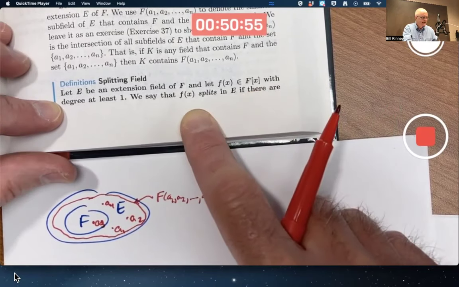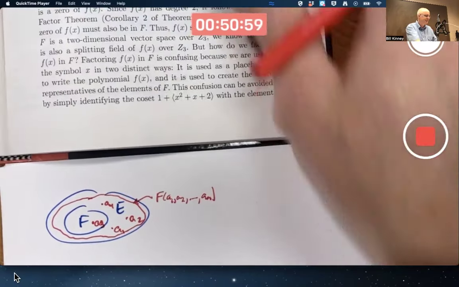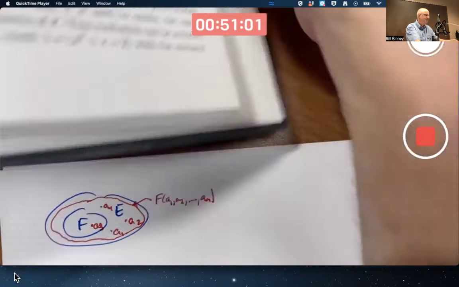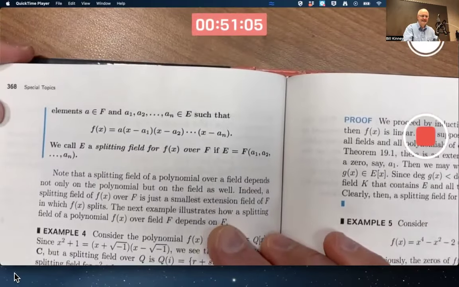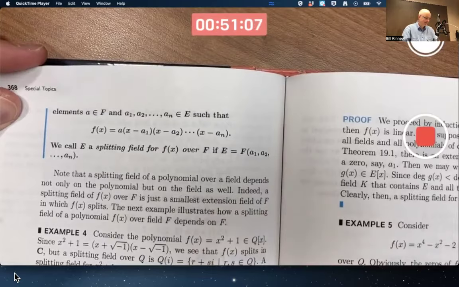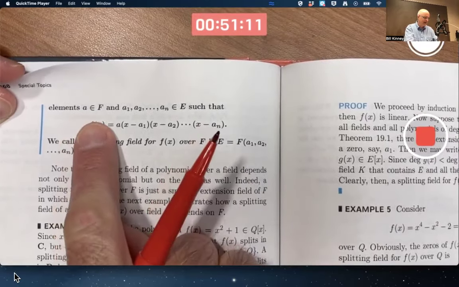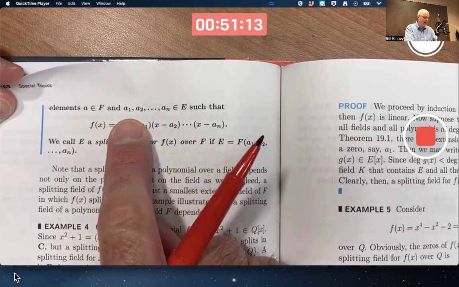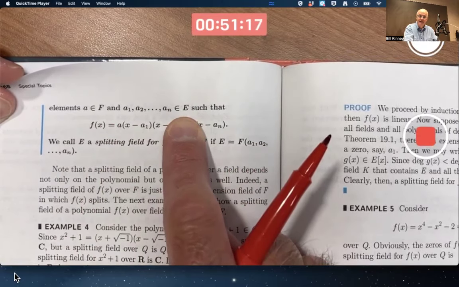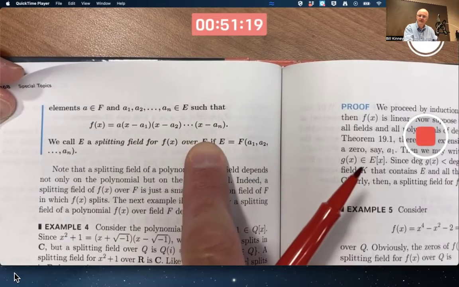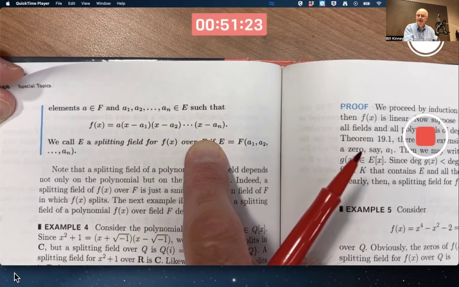We say f of x splits in E. That part's not too hard. If you can completely factor f of x. If there are elements little a in F and little a1 through an in E and possibly not in F, in which you can completely factor the little f of x as a product of linear polynomials.